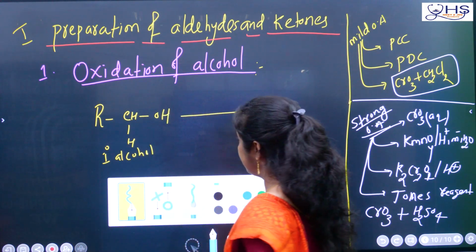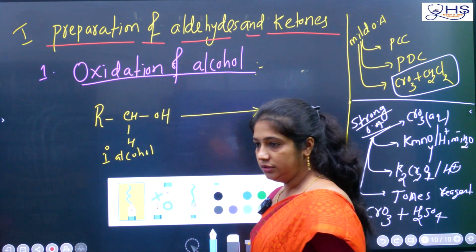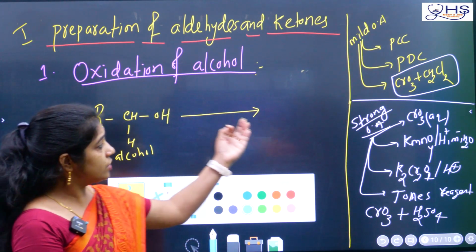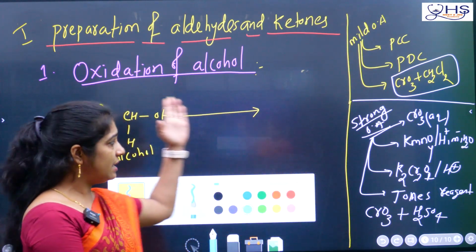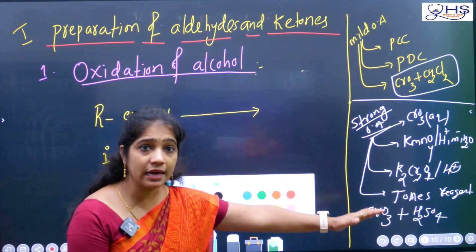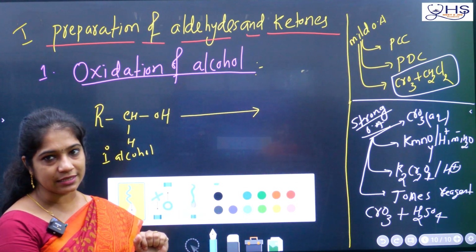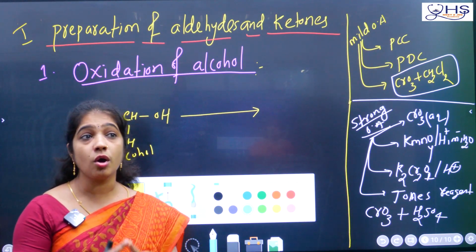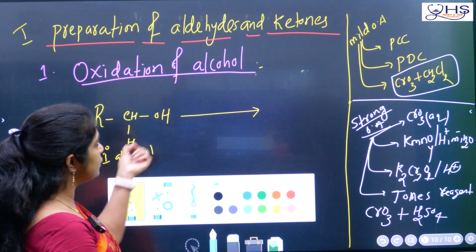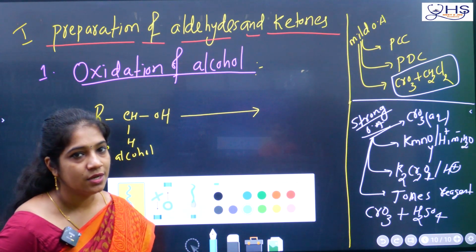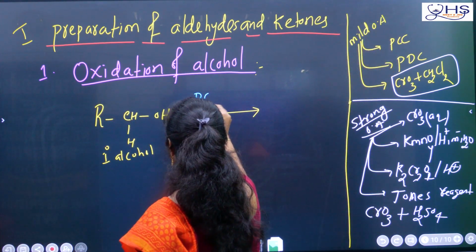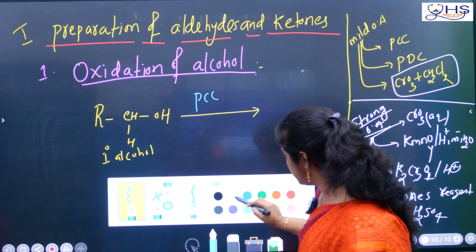See, primary alcohol. In the alcohol chapter, if we are using a strong oxidizing agent, primary alcohol will directly convert to carboxylic acid. But if we want aldehyde, if we want our reaction to stop at the aldehyde level, we have to use a mild oxidizing agent. So any one of these mild oxidizing agents you can use. I am using PCC. Now see how the oxidation will take place.